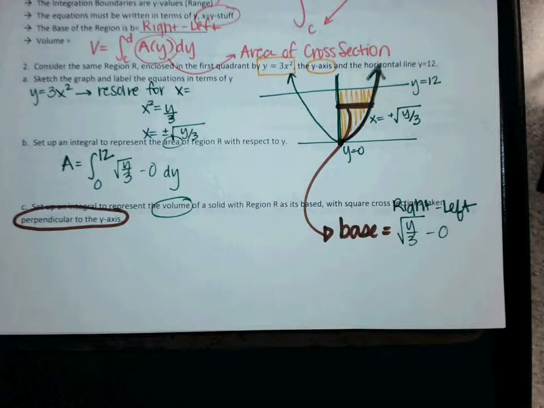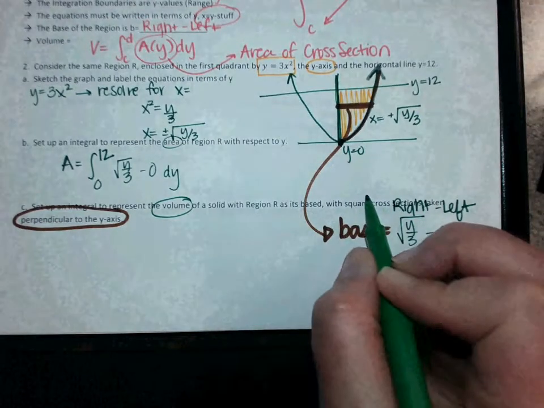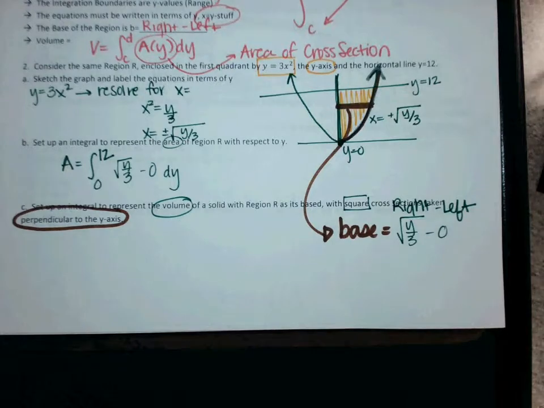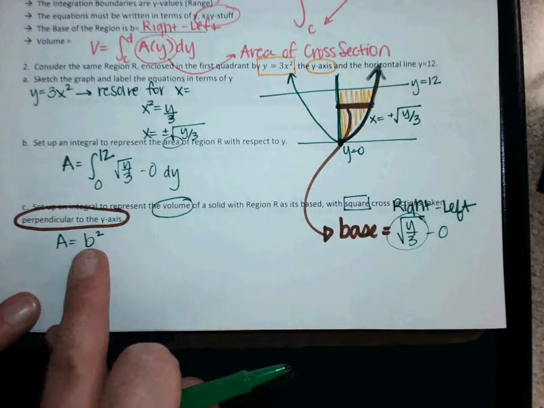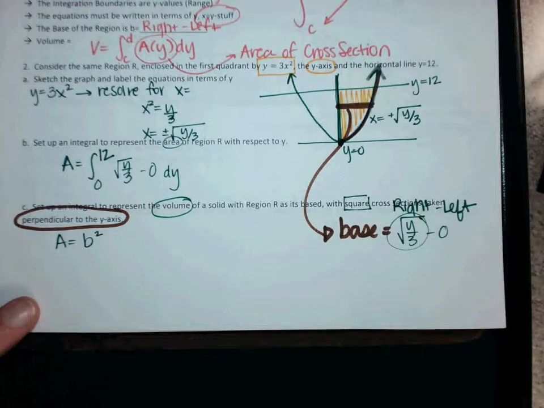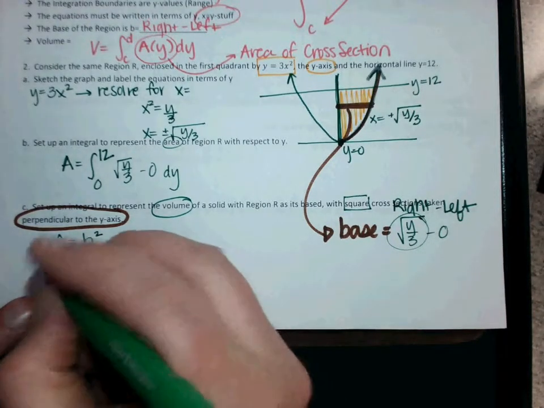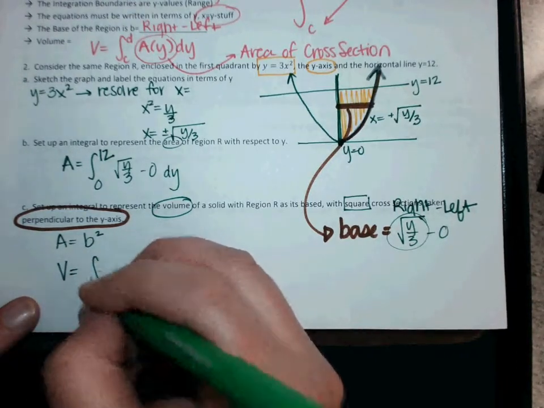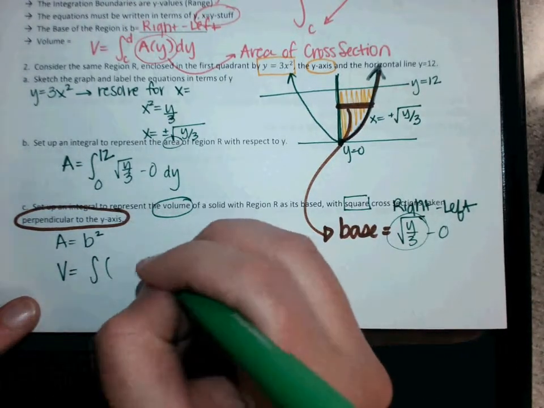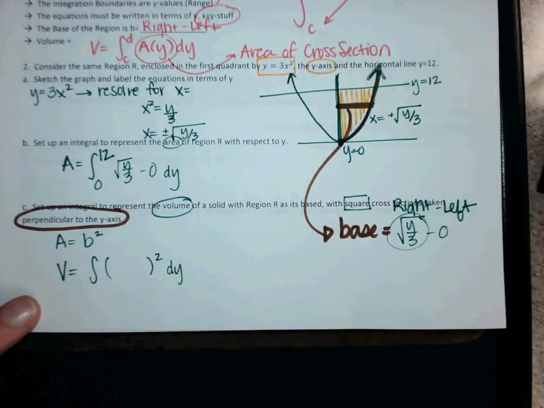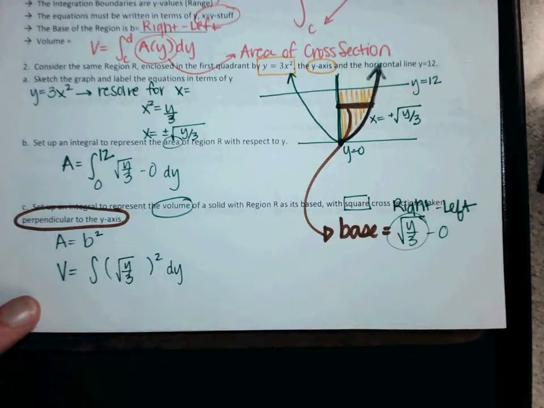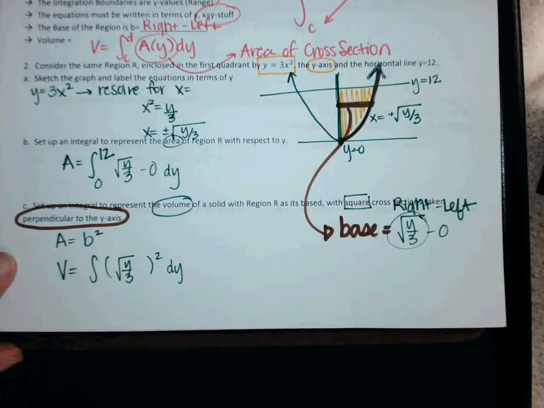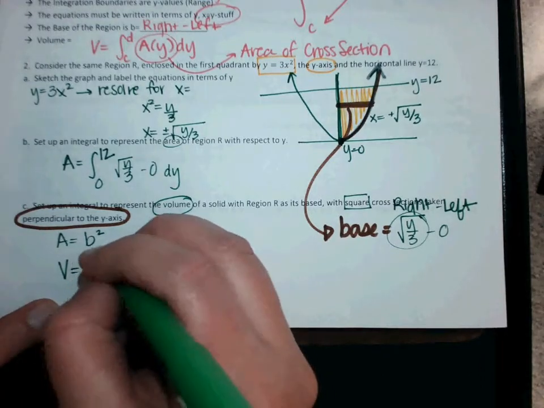Okay, so from here, what shape did they give you? Very good. It says a square cross section. How do you find the area of a square? B squared. And then I just take this, plug it in here, and then remember to turn it into volume, I have to integrate it. So it would be volume equals the integral of my base squared dy, but then my base is really only the square root of y over 3. Now, what should my endpoints be? 0 to 12, because those are the y values.